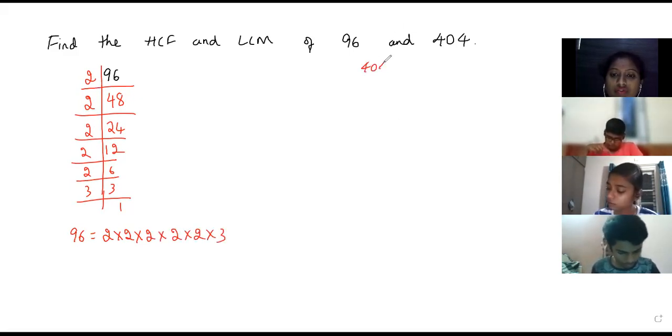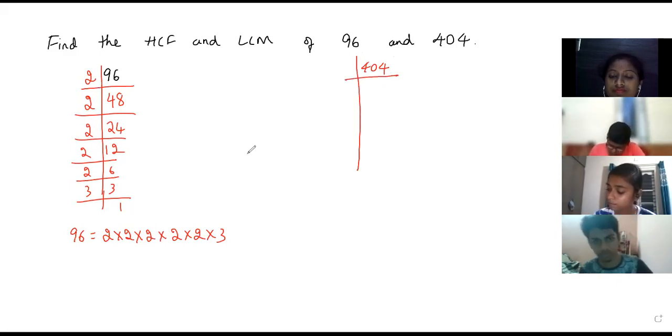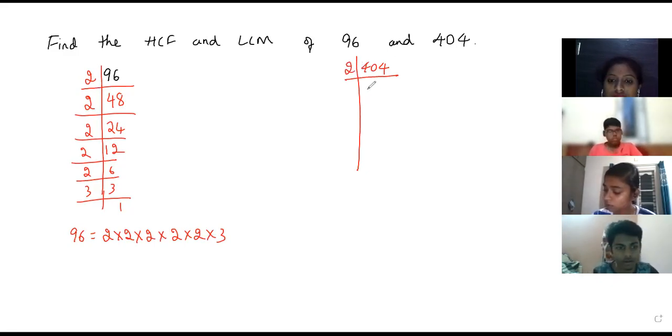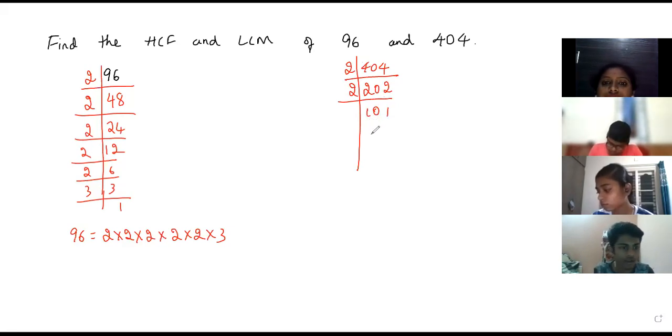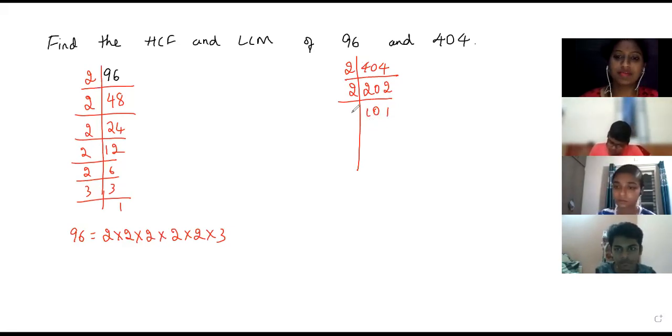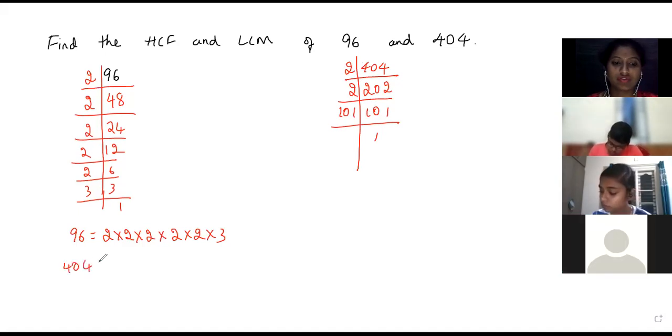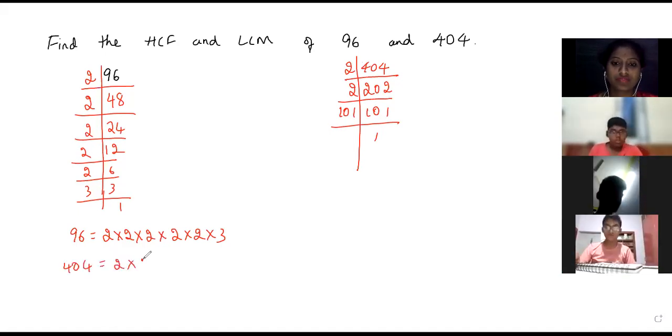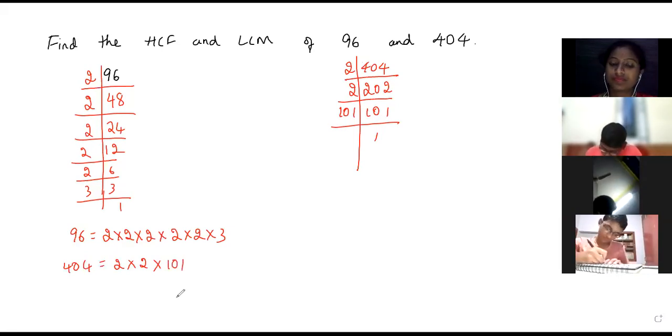Now factors for 404. 2 twos are 4, 2 101s are 202. Then divided by 2 is 101. 101 itself is a prime number. Correct? So factors for 404 are 2 into 2 into 101.